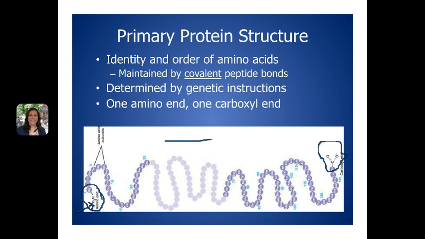So in the complete polypeptide chain, there is only one free amino group in the backbone and one free carboxyl group in the backbone. Now the R groups of individual amino acids may have carboxyl groups or amino groups, but we're referring here to the amino and carboxyl in the backbone of the protein.